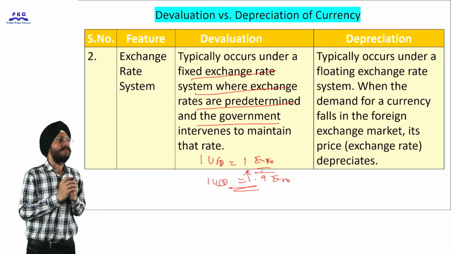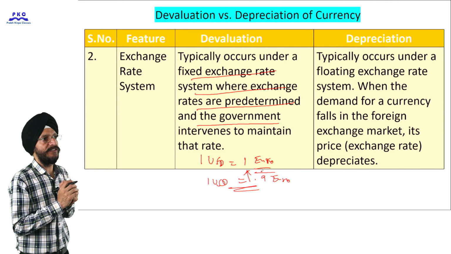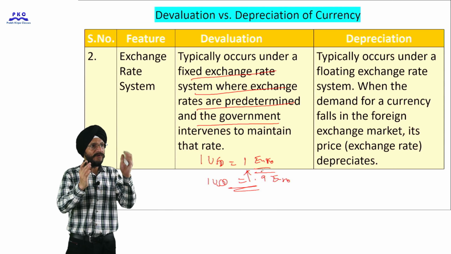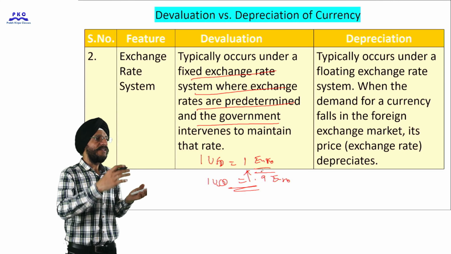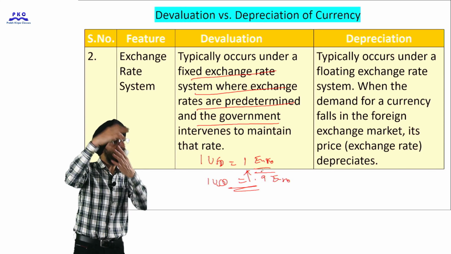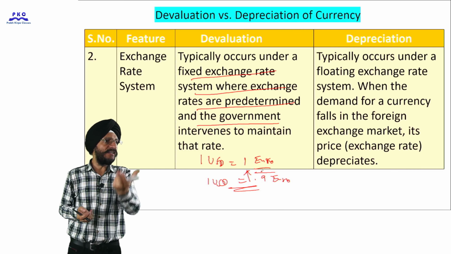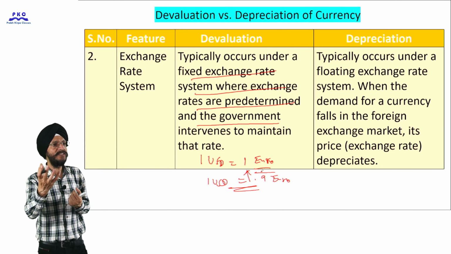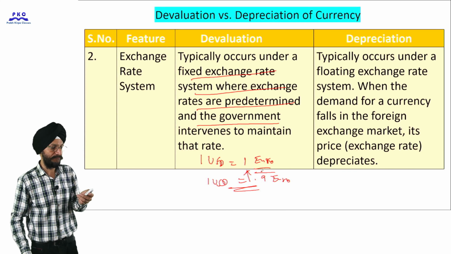Then depreciation. Depreciation of the currency occurs under a floating exchange rate system. When the demand of the currency falls, when the demand of anything in the market decreases, what happens? The price of that good decreases. In the same way, in the foreign exchange market, when the demand of a currency decreases, the price of that currency also decreases. So this is depreciation, and it occurs under a floating exchange rate system.